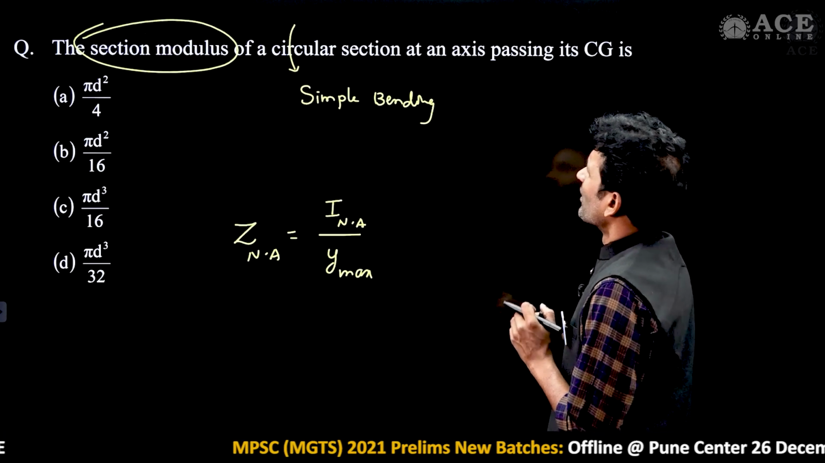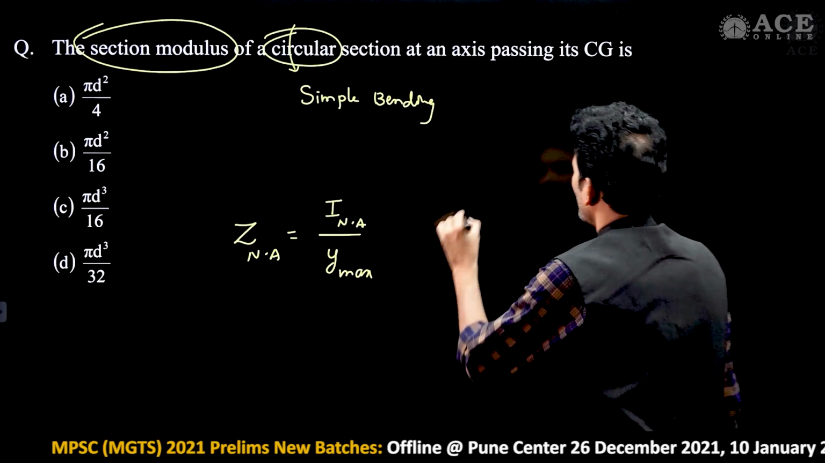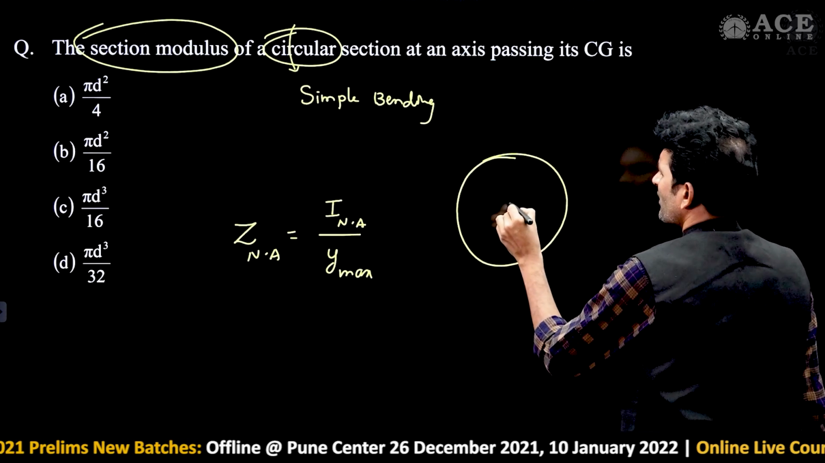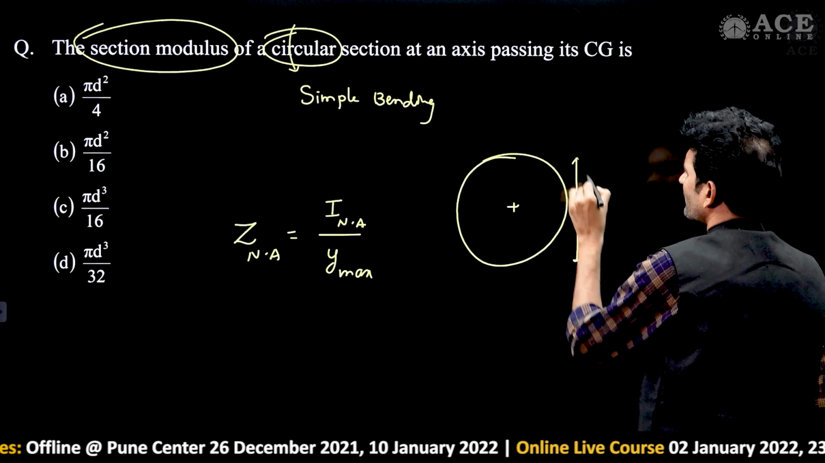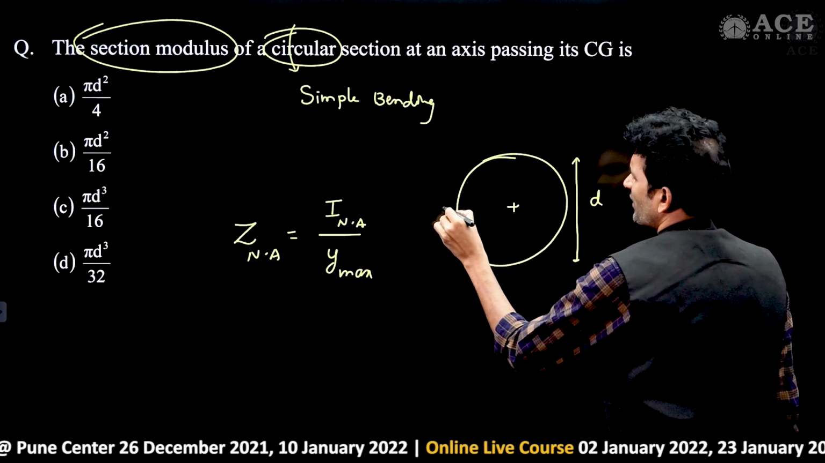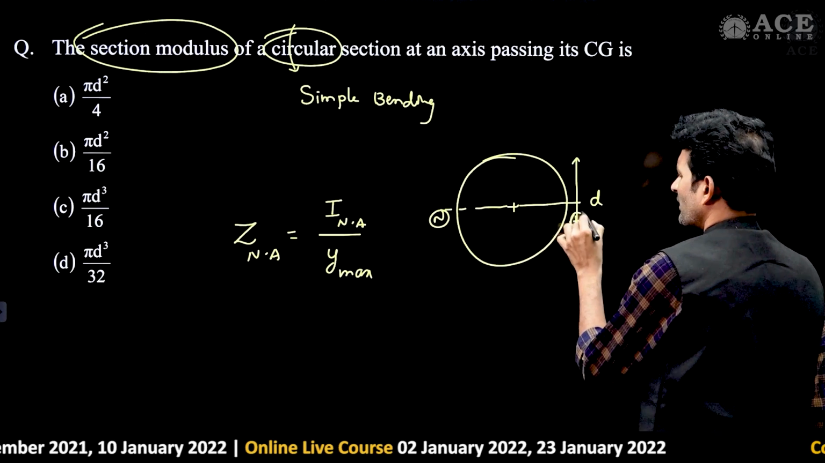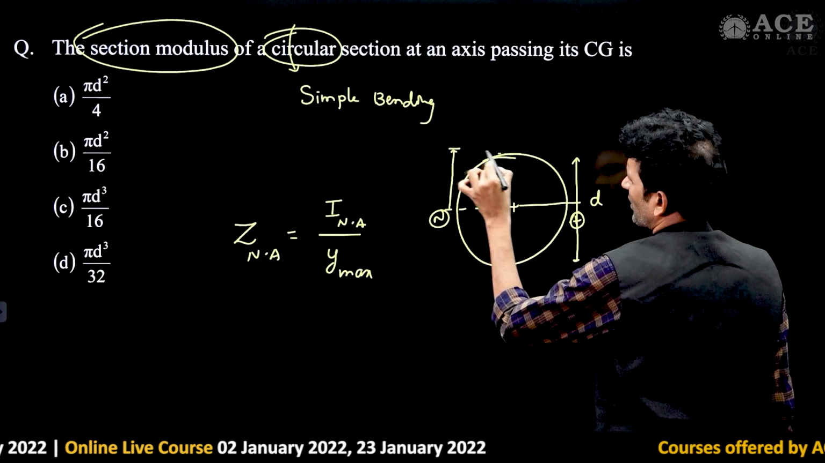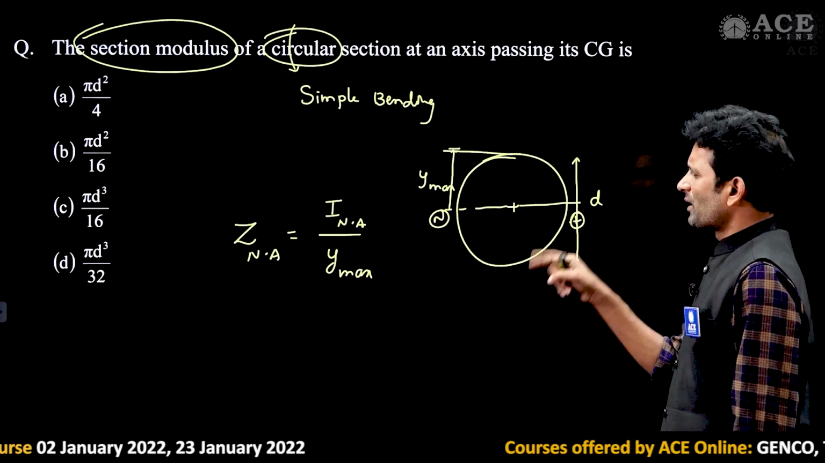Now look at here. What is the shape of the section? Circular cross section. When I am taking the circular cross section, say the diameter is D, and this is the neutral axis. Now the distance from neutral axis to extreme fiber, this is Y max. Y max is nothing but D by 2.